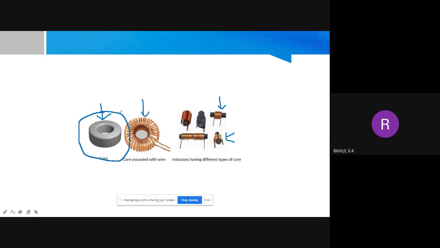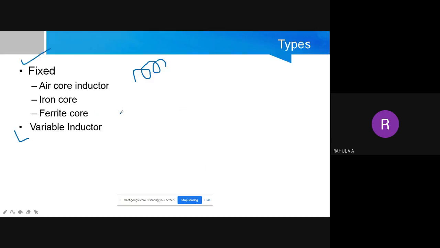We are winding the coil on a ferrite material. So what is the advantage? The value of an air core inductor will be a very low value. Iron core means it is a much greater value. The inductor which is made of a ferrite core will have a higher value of inductance and it is better in performance. So the best inductor is the inductor which has a ferrite core.